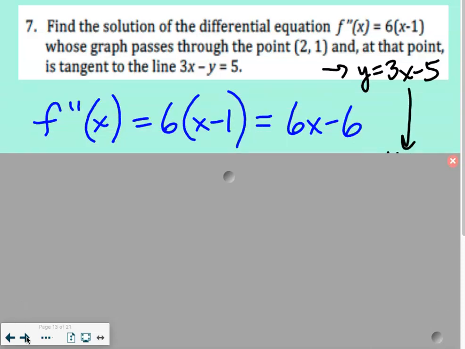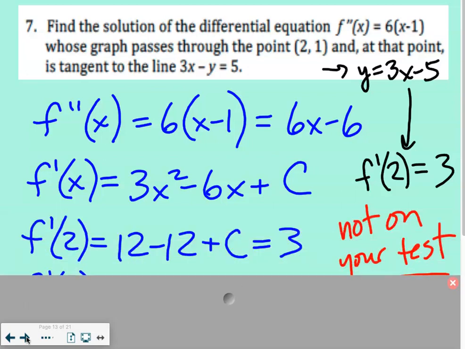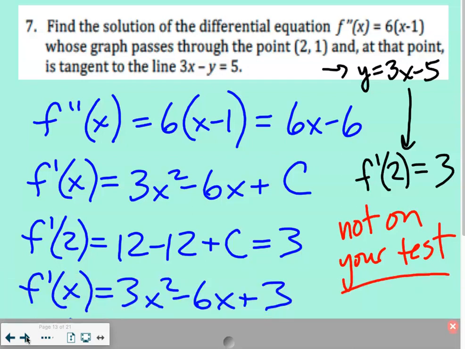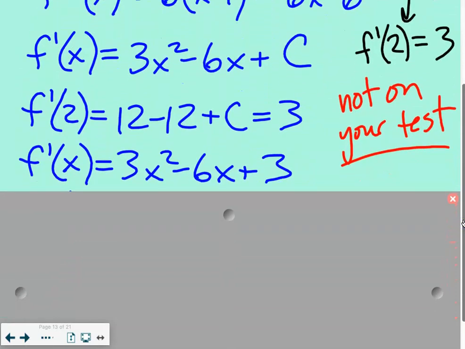So there's our f double prime, which I distributed the 6 because I like that. So there's my f prime, just anti-differentiating with a plus c. f prime of 2 equals 3 we get from our tangent line. Plug a 2 in, set it equal to 3, solve for c, and you get c equals 3. So then you rewrite your f prime: 3x squared minus 6x plus 3, that's f prime.